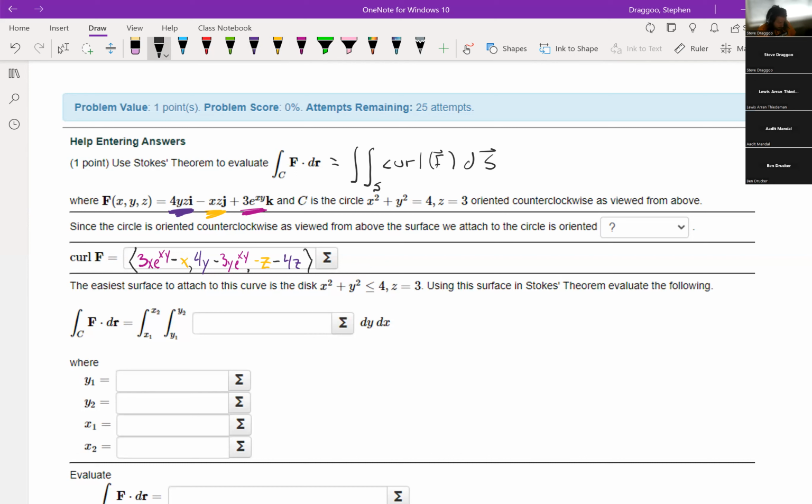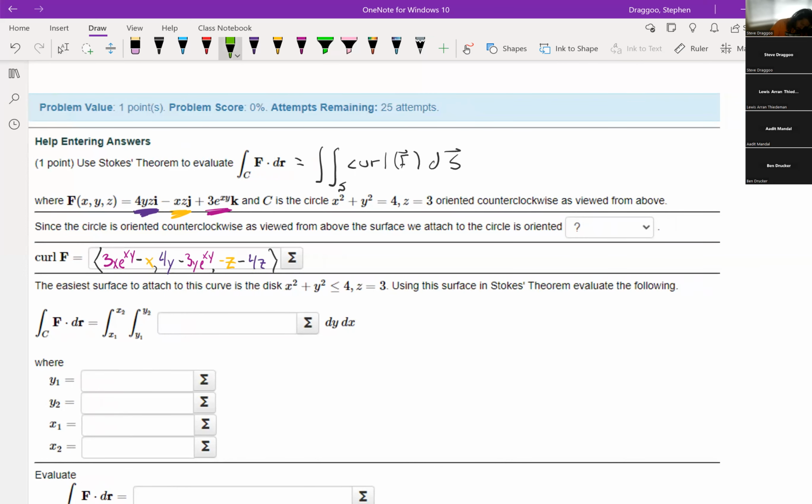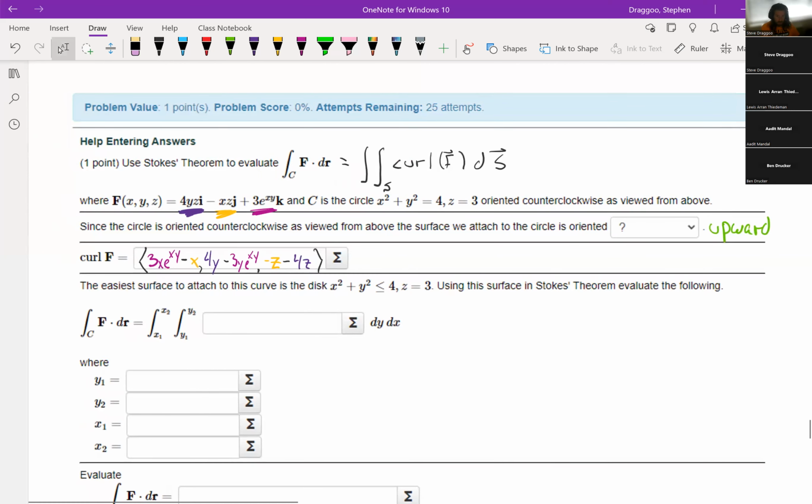Oh, we skipped a step. We have a circle. It's x squared plus y squared equals 4, z equals 3. Oriented counterclockwise when viewed from above. The circle is oriented counterclockwise viewed from above. We know this thing has its upward orientation. Up. Okay, so I need a normal vector to go along with this.